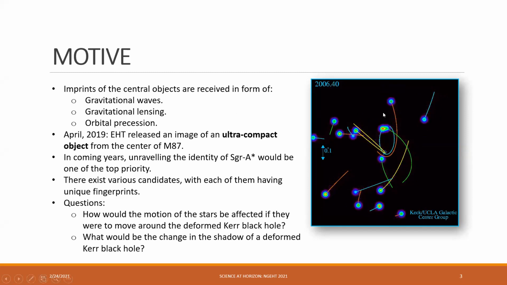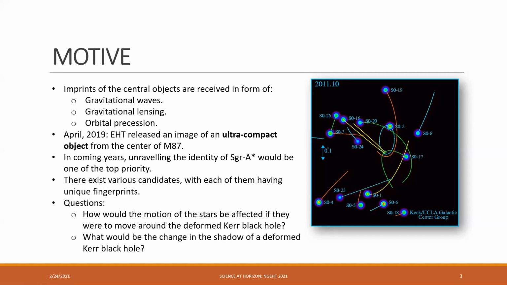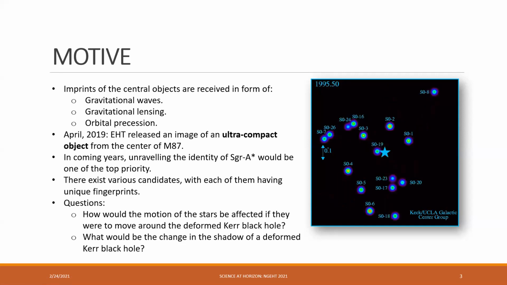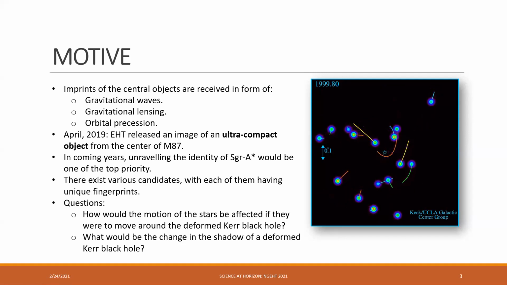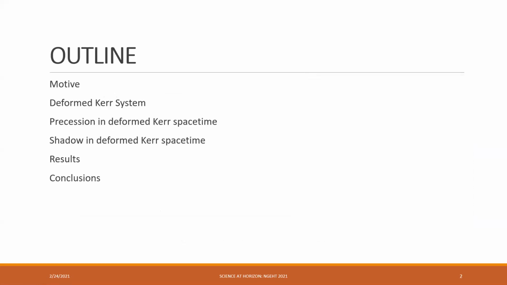Now we receive this information in terms of either gravitational waves, or orbital precession of the bodies or the stars, or gravitational lensing, which forms the basis of the shadow formation. So in our work, we have studied the time-like geodesics and shadow formation for a deformed Kerr spacetime to answer the following questions.